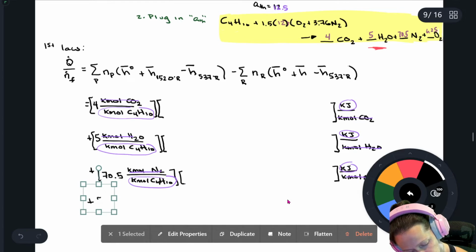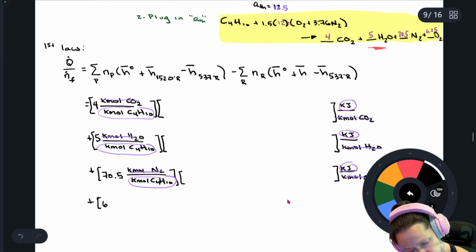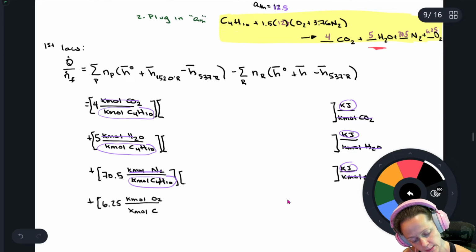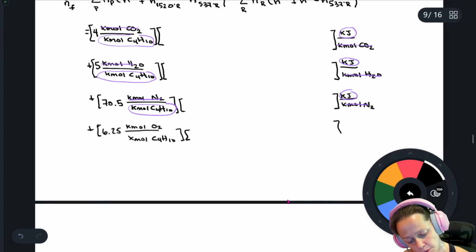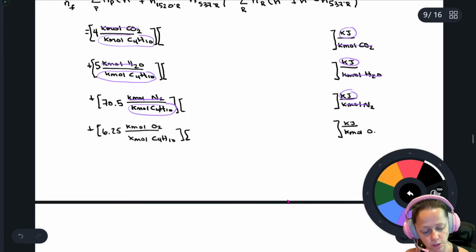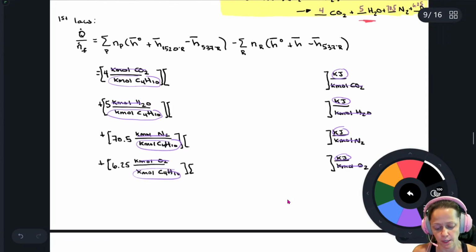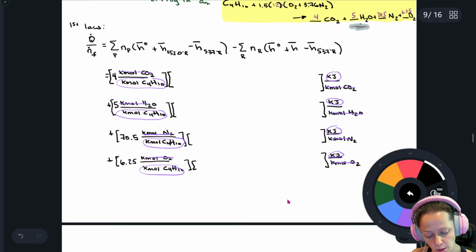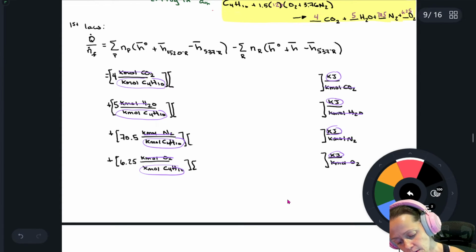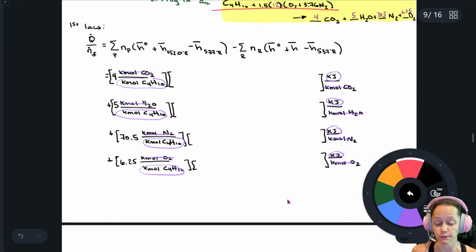So I have 6.25, and it's kilomoles of oxygen per kilomole of fuel, C4H10. And then I've got a whole bunch of H values that I'm going to plug in there. Those are kilojoules per kilomole of oxygen. All right, so that takes care of all of my products. So I'm all good there. The only thing I need to do now is take care of the reactants. And I have 3 reactants. I've got the fuel, I've got oxygen, and I've got nitrogen.